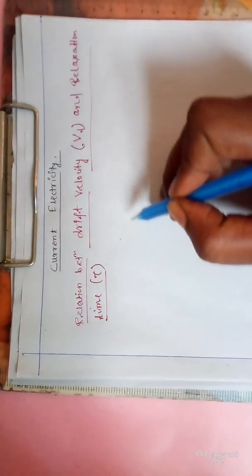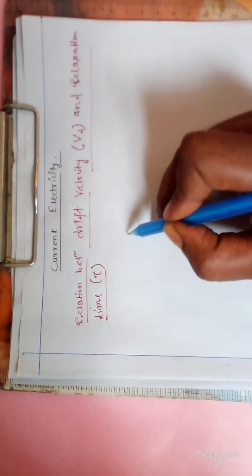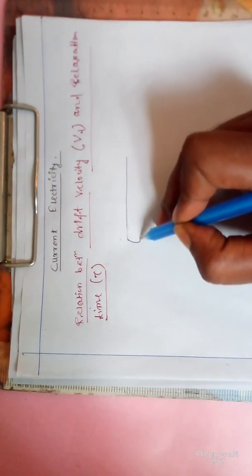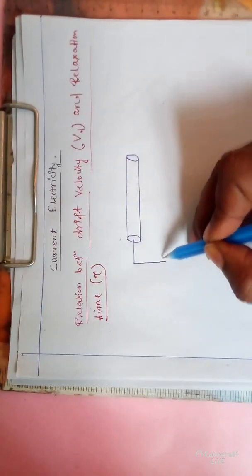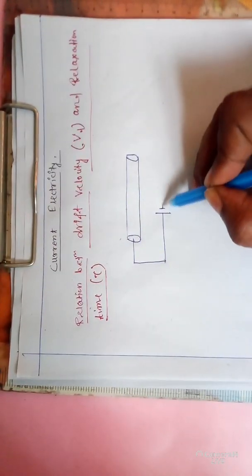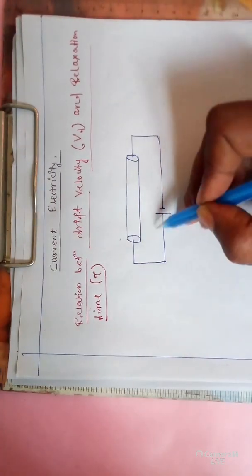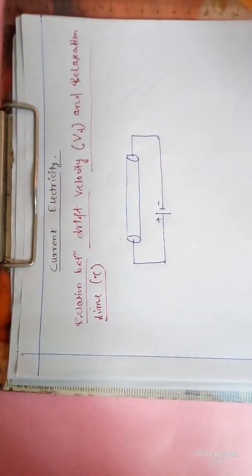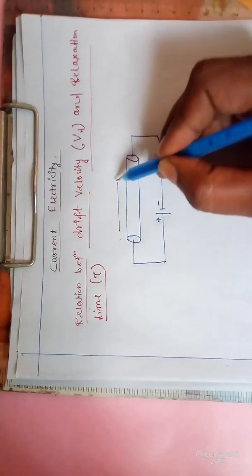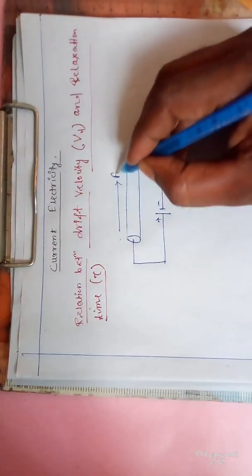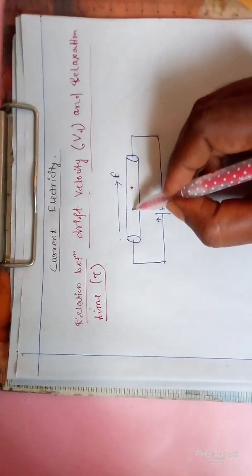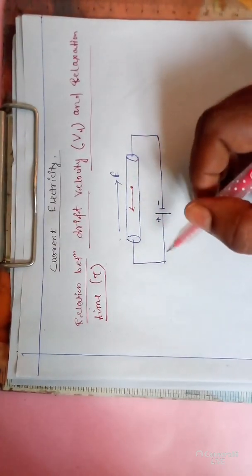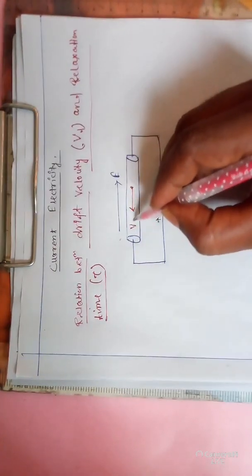Now first of all, notice here, if we apply a potential difference across a conductor, suppose this is a conductor, and we apply a potential difference across this conductor. So this is the positive terminal, this is the negative terminal. So the electric field will be inside the conductor along this direction. Now the drift velocity of the electron will be in the opposite direction of the electric field, that is along this one. You can write Vd.